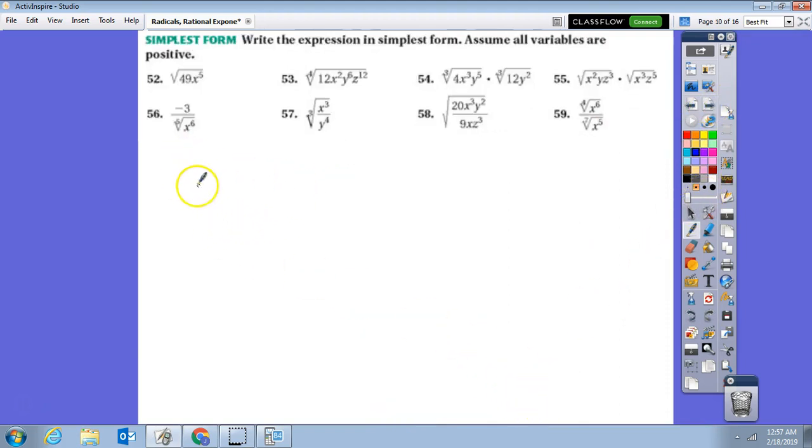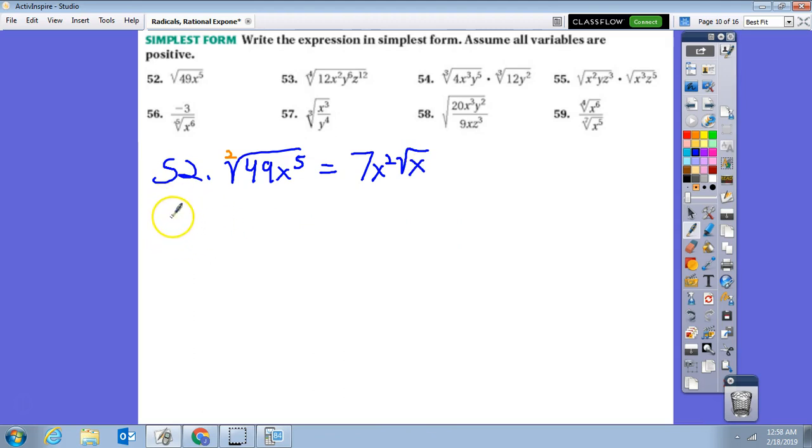Alright, so let's take a look at things that have variables and numbers, and we have to simplify within one radical, like 49x to the 5th. The square root of 49 is 7. Remember, the index on this one is understood to be a 2. Remember, the shortcut for variables: 2 goes into 5 twice with 1 left over. So you bring out x squared because it went into it twice, and you had 1 left over, so x to the 1st stays inside. 2 goes into 5 twice with 1 left over.